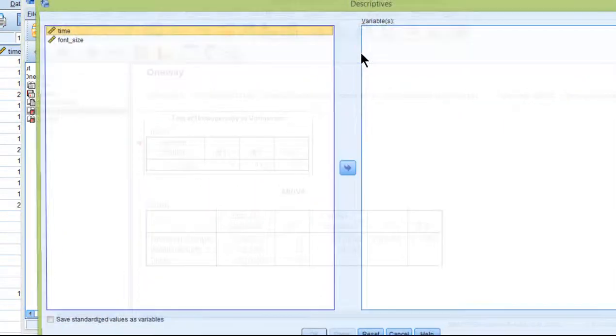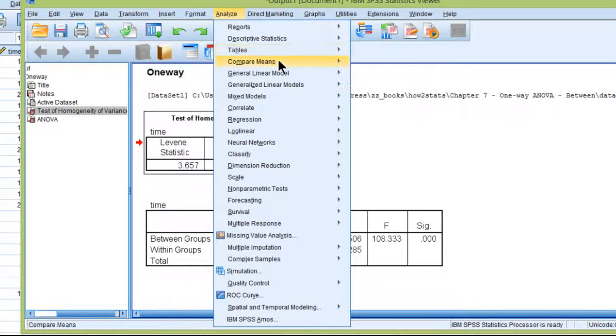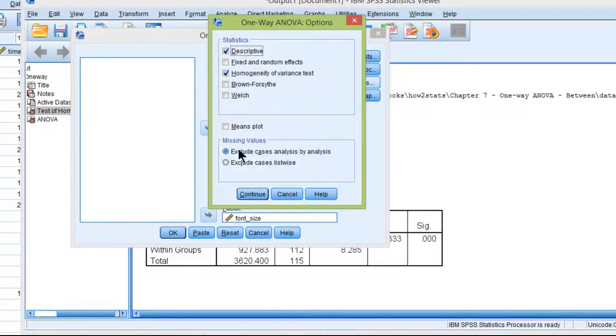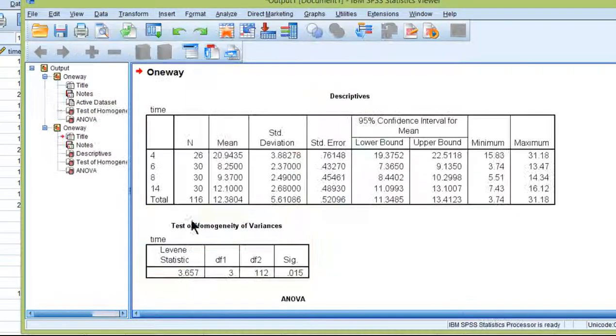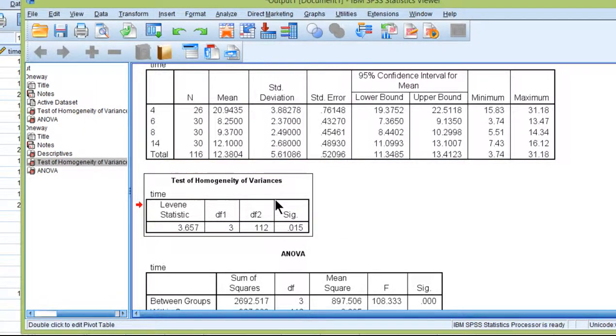Now let's also look at sample size. Is sample size equal? I should have asked for that in the ANOVA. Let's see. Options, descriptives, and sample sizes are also unequal. So I've got four groups, I've got heterogeneity of variance, and I've got unequal sample sizes. I'm left with a small number of options here.